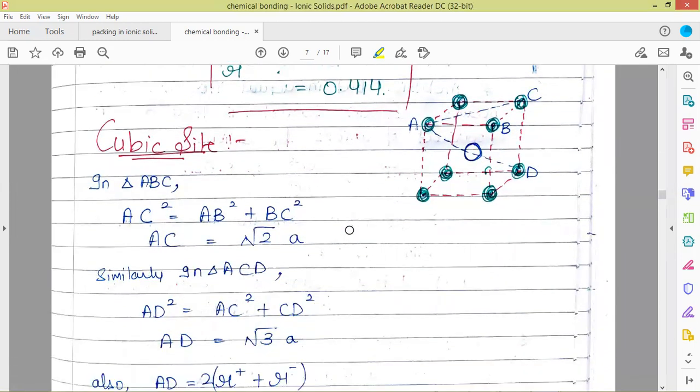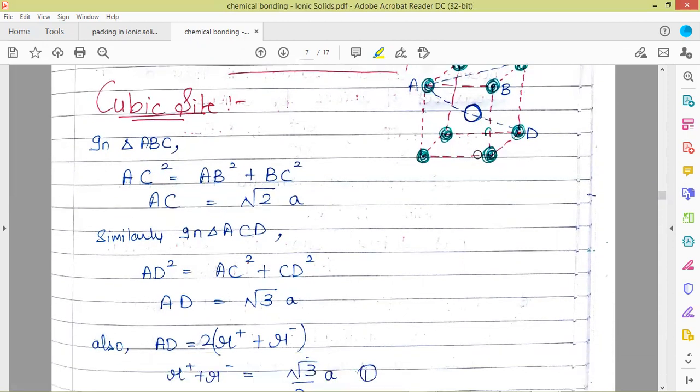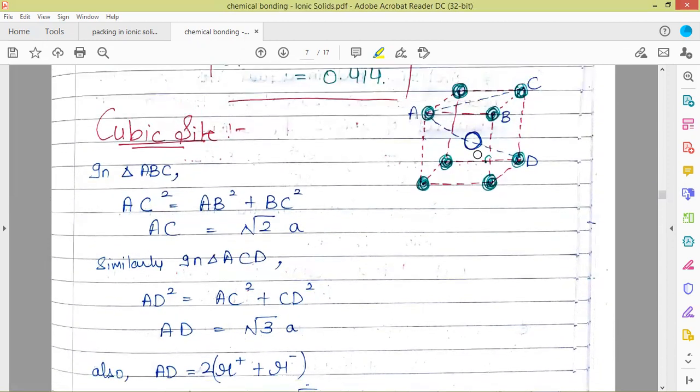Next, we have the cubic site with the coordination number of 8, which was occupied by cesium chloride. Here, chloride ions are present at the corners and cesium in the center, all touching the chloride ion. So for the body diagonal, we'll start with AC. Here, AC is equal to root of AB square plus BC square. The side length of the cube is A, and so AC is going to be root 2 A. This we have already calculated in the previous case.